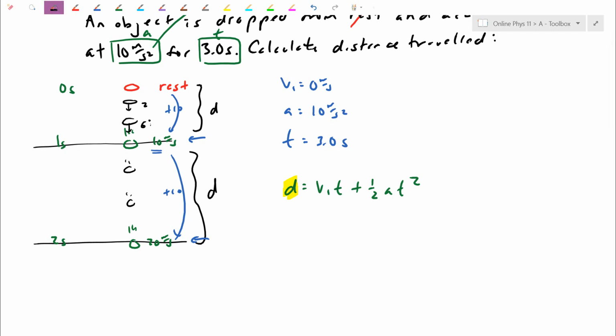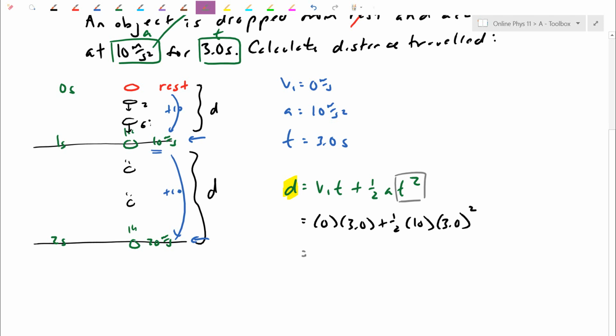All I'm going to do is punch in the other numbers. In this case, my vi is 0, my time is equal to 3, plus 1/2, my acceleration is 10, multiplied by t again. In this formula, be careful, this is the first time we're seeing it, but it's only the time that's being squared, the rest of it is just being multiplied. So it's 3 squared first, and then multiply 10, multiply half. 0 times anything just gives you 0, so that part dies away. We're going to get 0.5 times 10 times 3 squared. It gives us an overall distance of 45 meters.